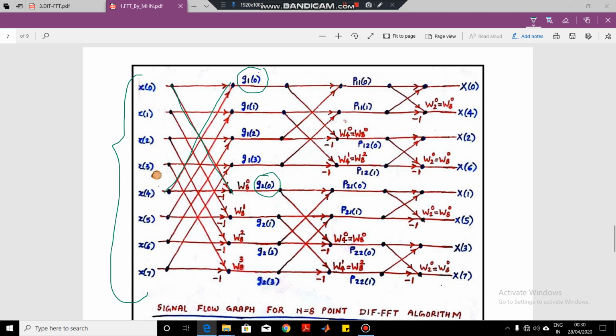Okay, now this is the 4 points. So here the Twiddle factors are W80, W81, W82, and W83, and here you are going to write -1, -1, -1 and -1. Okay, so in this way you are going to draw for each. So this was our first butterfly, then second, then third, and then fourth.